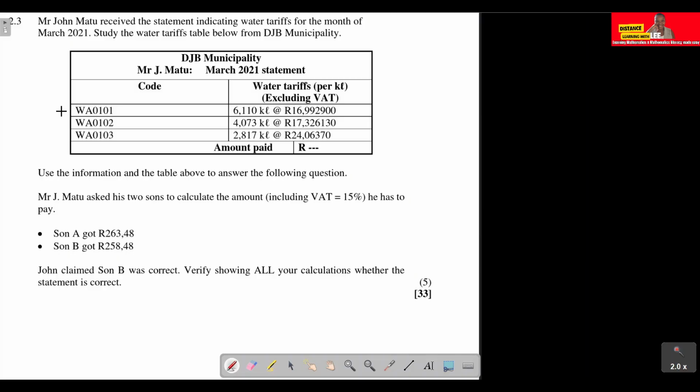So we need to calculate the water tariff that he paid in block 1, the water tariff that he paid in block 2, and the water tariff that he paid in block 3. We're going to add them all up together and find the water tariff excluding VAT. So that is our first step. Okay, so let's first do that.